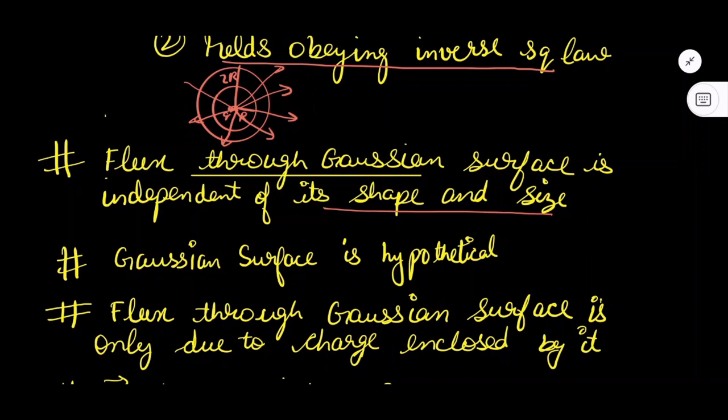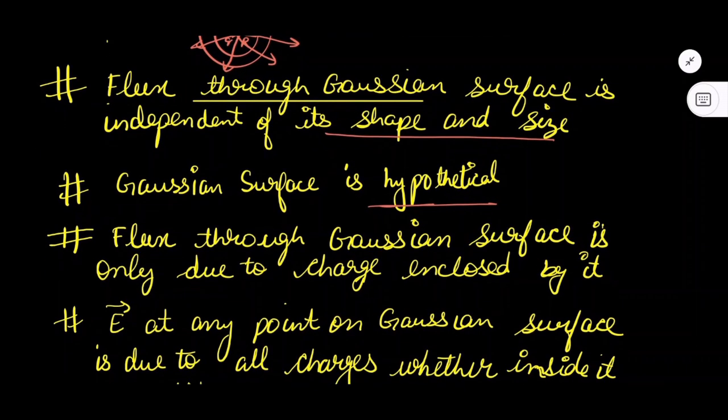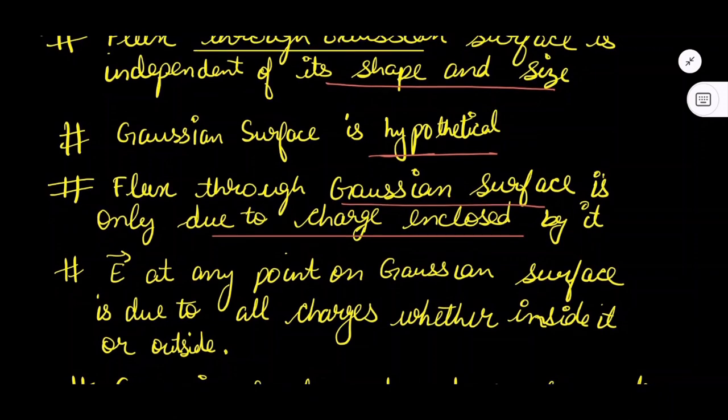Now I should tell you what the Gaussian surface is. It is a hypothetical surface which we draw over a closed surface, and we must keep in mind that flux through the Gaussian surface is only due to the charge enclosed by it. So it is an important point that flux through the Gaussian surface is only due to the inside charges, while the electric field at any point of the Gaussian surface is due to all the charges, whether inside or outside it.